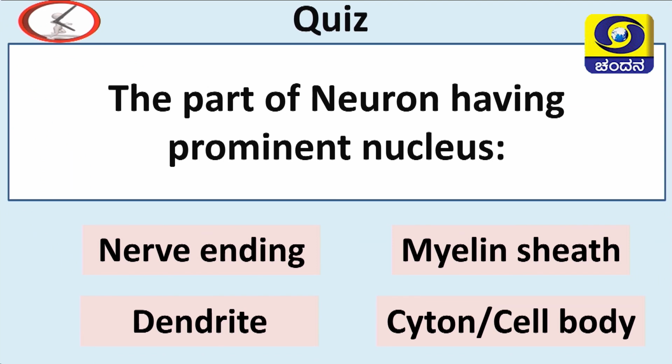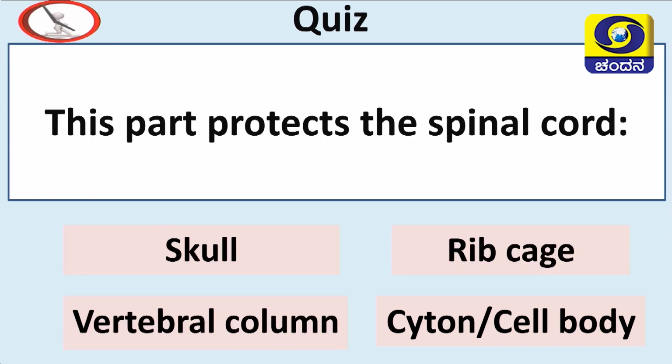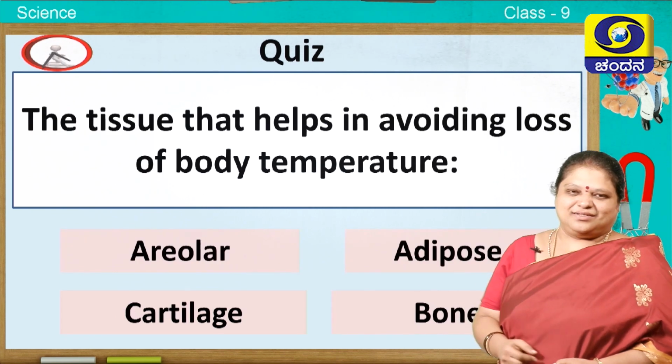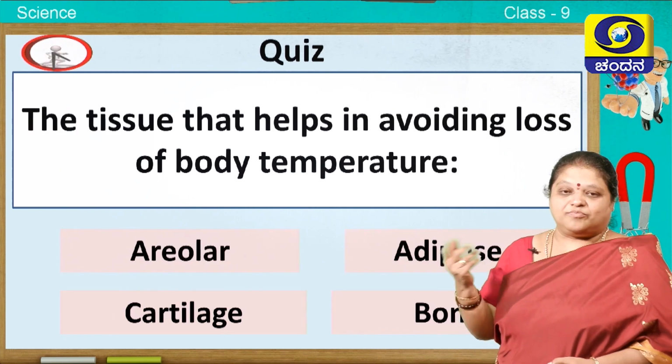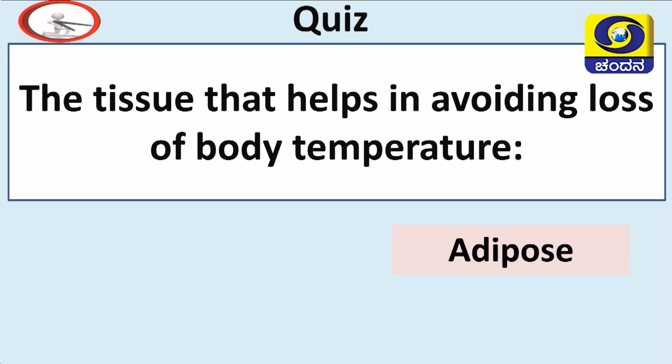Next one. The part of neuron having prominent nucleus: nerve ending, myelin sheath, dendrite, cyton or the cell body. The correct answer is cyton or the cell body. Next question. This part protects the spinal cord: skull, rib cage, vertebral column, cyton or cell body. Answer is vertebral column. Very good. Next question. The tissue that helps in avoiding loss of body temperature: areolar, adipose, cartilage, bone. The answer is adipose tissue.